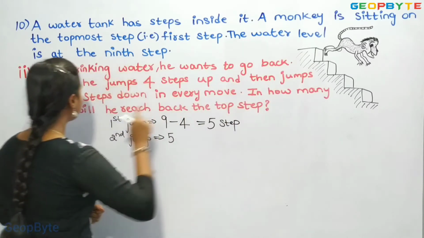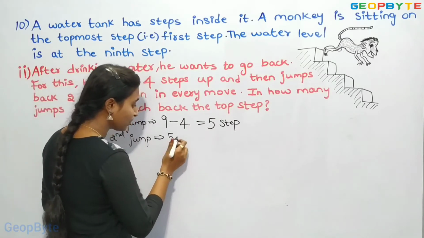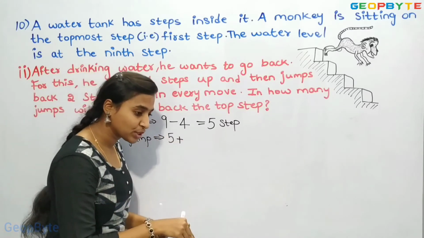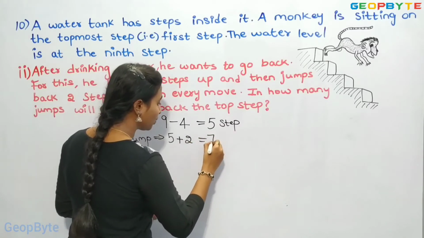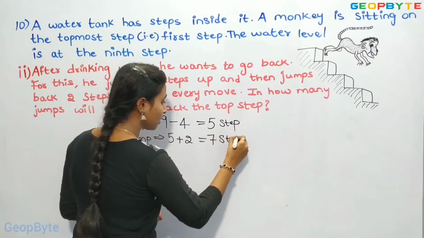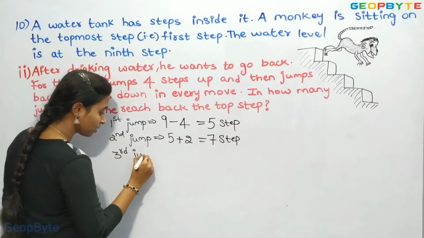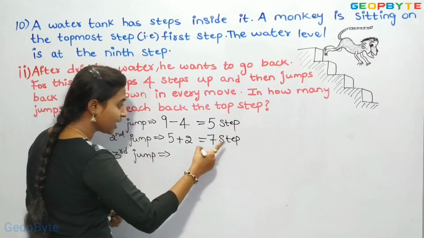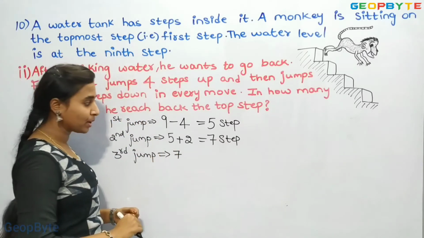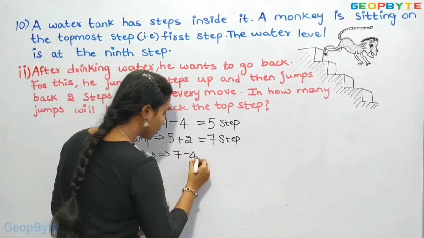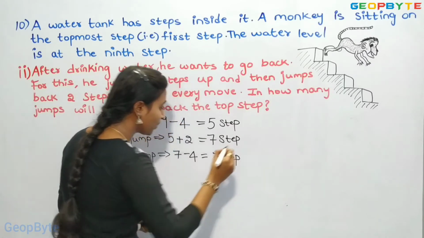He jumps back 2 steps down. That is, from the 5th step, again he jumps 2 steps down. That is 5 plus 2. He comes on to the 7th step. In the third jump, he is on the 7th step. He jumps 4 steps up. That is, 7 minus 4 is 3. He is on the 3rd step now.